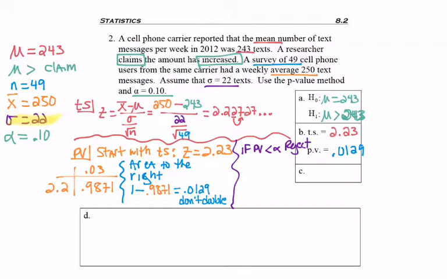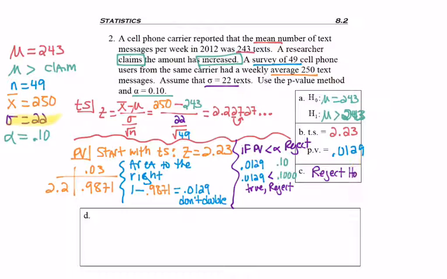Now I need to decide whether I reject or fail to reject H0, and if the p-value is less than alpha, I'll reject. So my p-value of 0.0129 compared to alpha of 0.10. If you struggle comparing the numbers, you can always put zeros at the end of any number so that you're comparing 4-digit numbers. Since 129 is less than 1,000, I have a true statement and I will reject. Keep in mind, you write reject H0.